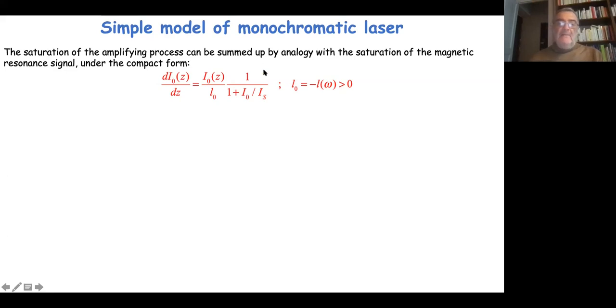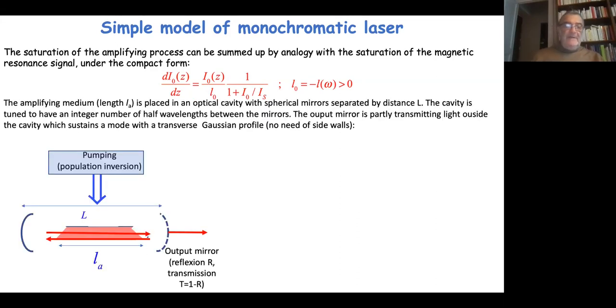But this expression reminds us of the saturation of magnetic resonance that I discussed last week. You see that the saturation is expressed in a more proper way by just limiting the effect of amplification by this factor. The larger is I naught, the smaller is the gain, the differential gain that you get over the propagation distance. So once you have this formula, you can understand everything that will happen.